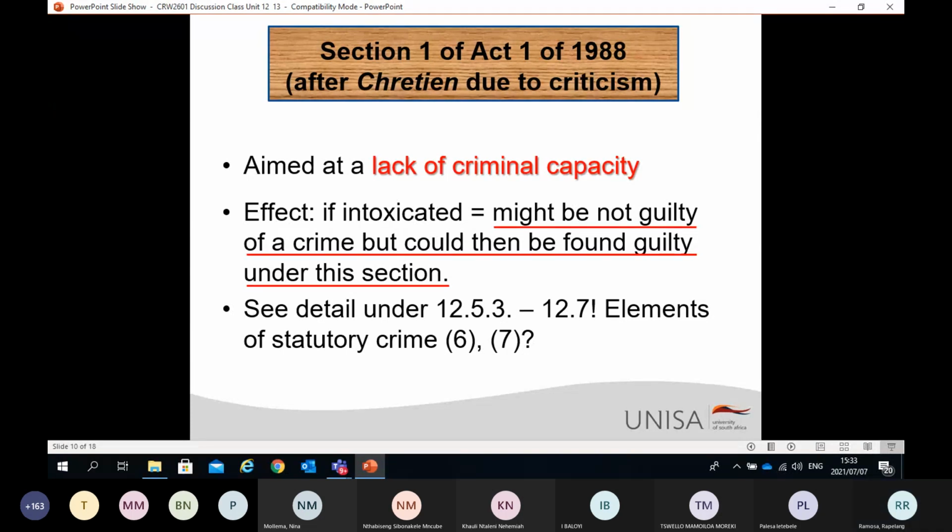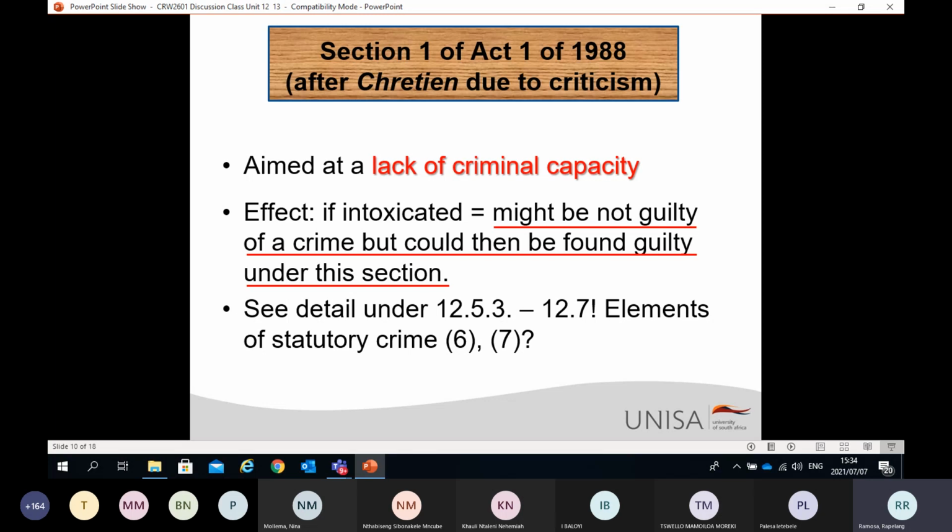Now, according to Section 1, if the court were to say at the end of the hearing or upon judgment that the court believes that the version of the accused could reasonably possibly be true, meaning that there is indeed reasonable doubt that X lacked criminal capacity, if the court finds in favor of the accused, then the accused has to be acquitted from that charge.